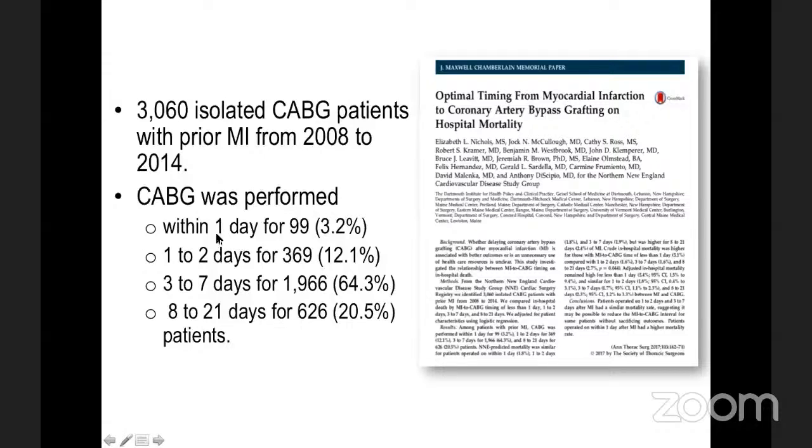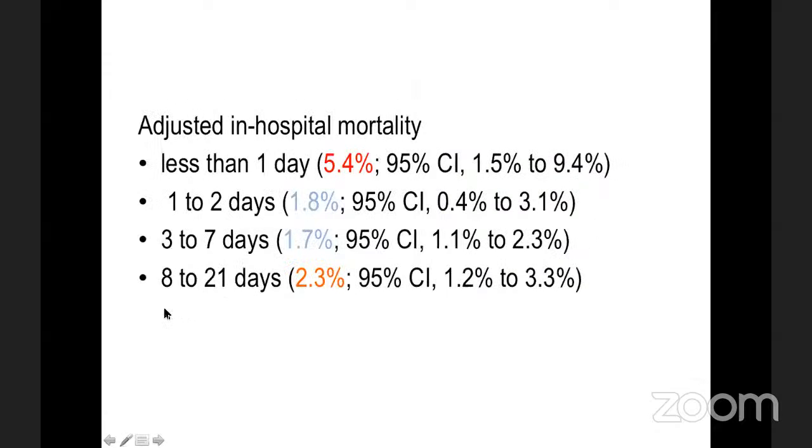Group 1 is within 1 day and group 2 within 2 days. Group 3 is 7 days, and group 4 more than 1 week. And they found in-hospital mortality in patients operated on within less than 1 day is around 5.4, and within one week is around 1.8, 1.7, without any significant differences.